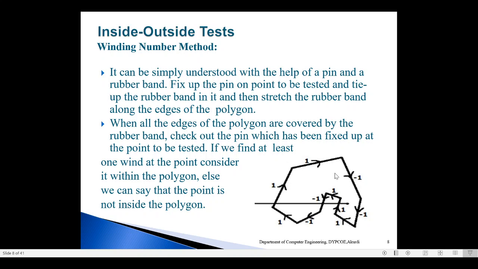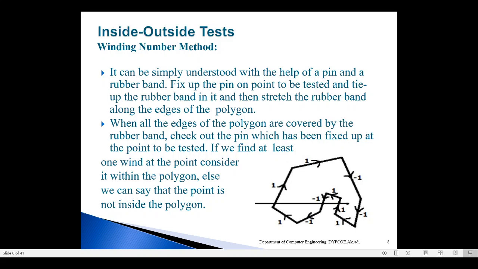So after completing one round, we can check whether there is a complete round around the pin or not. If there is a complete round, if there is a complete winding around the pin, then we can say pin or point is inside the polygon. If there is no net winding around the pin, then we can say that point is outside the polygon. So this is what the concept of this method.